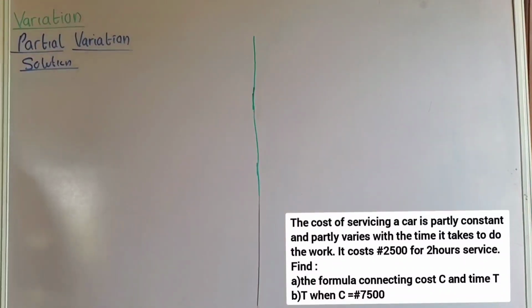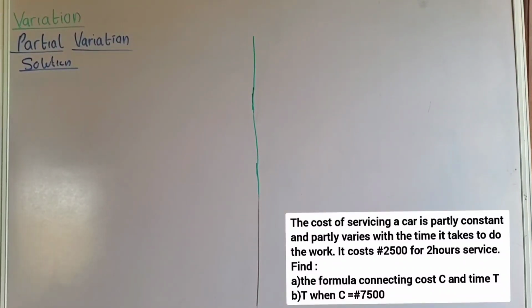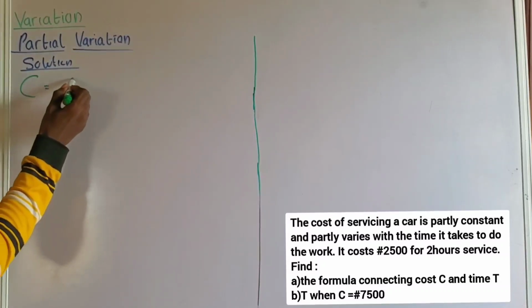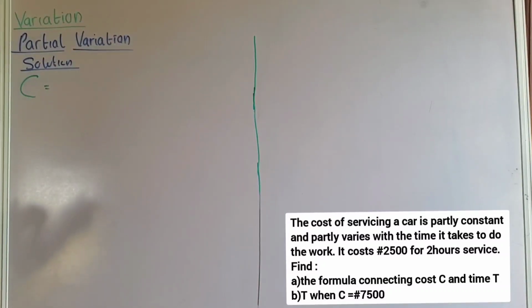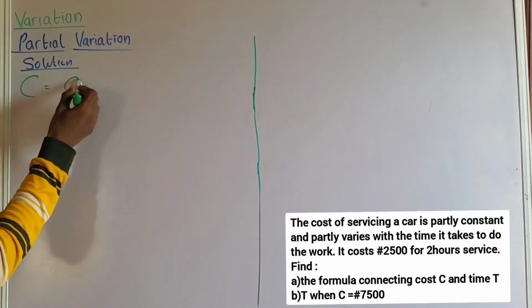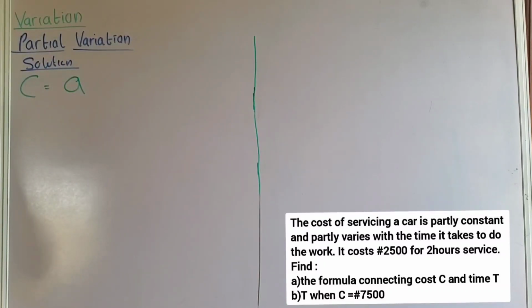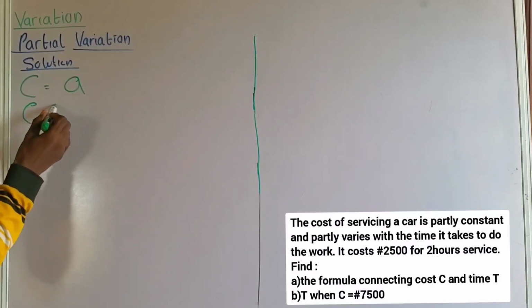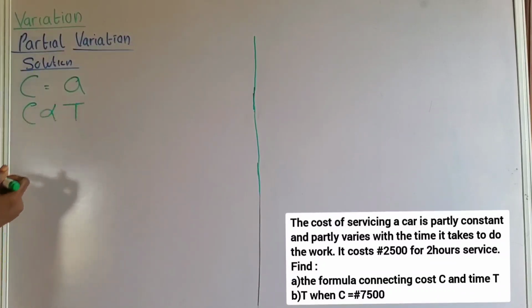Okay? From the question, we are given that the cost of servicing a car is partly constant. So C is partly constant. Let us represent the constant as A. So C is partly constant and partly varies with the time it takes to do the work. So C partly varies with the time it takes to do the work.